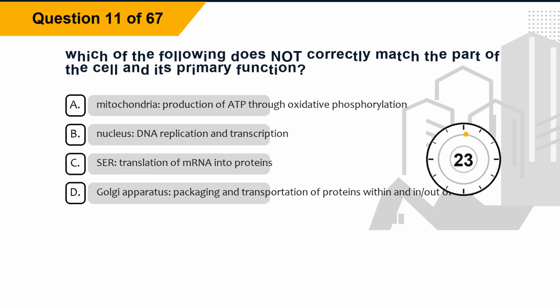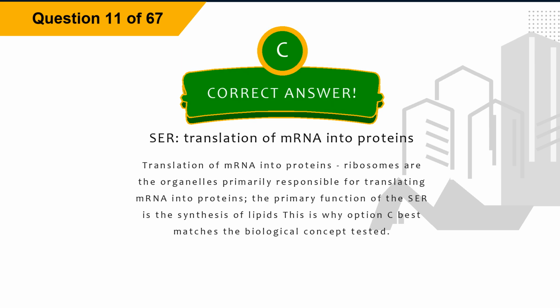Question 11. Which of the following does not correctly match the part of the cell and its primary function? Option A, mitochondria, production of ADP through oxidative phosphorylation. Option B, nucleus, DNA replication and transcription. Option C, cell, translation of mRNA into proteins. Option D, Golgi apparatus, packaging and transportation of proteins within and out of cells. The correct answer is option C, cell, translation of mRNA into proteins.